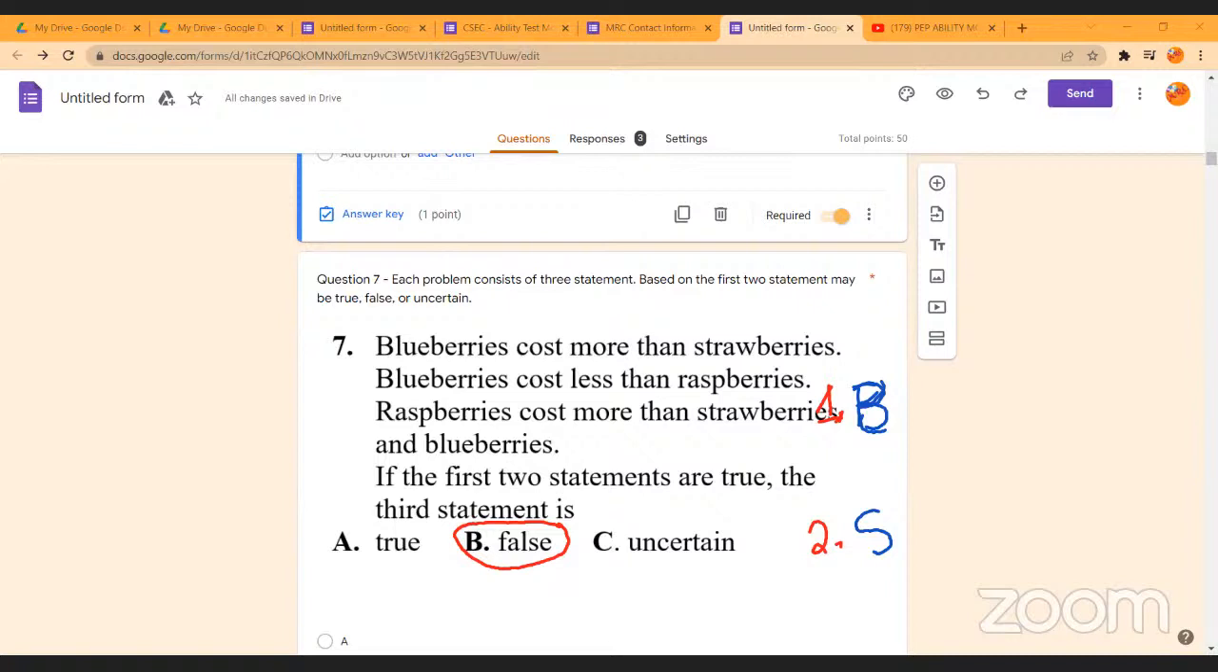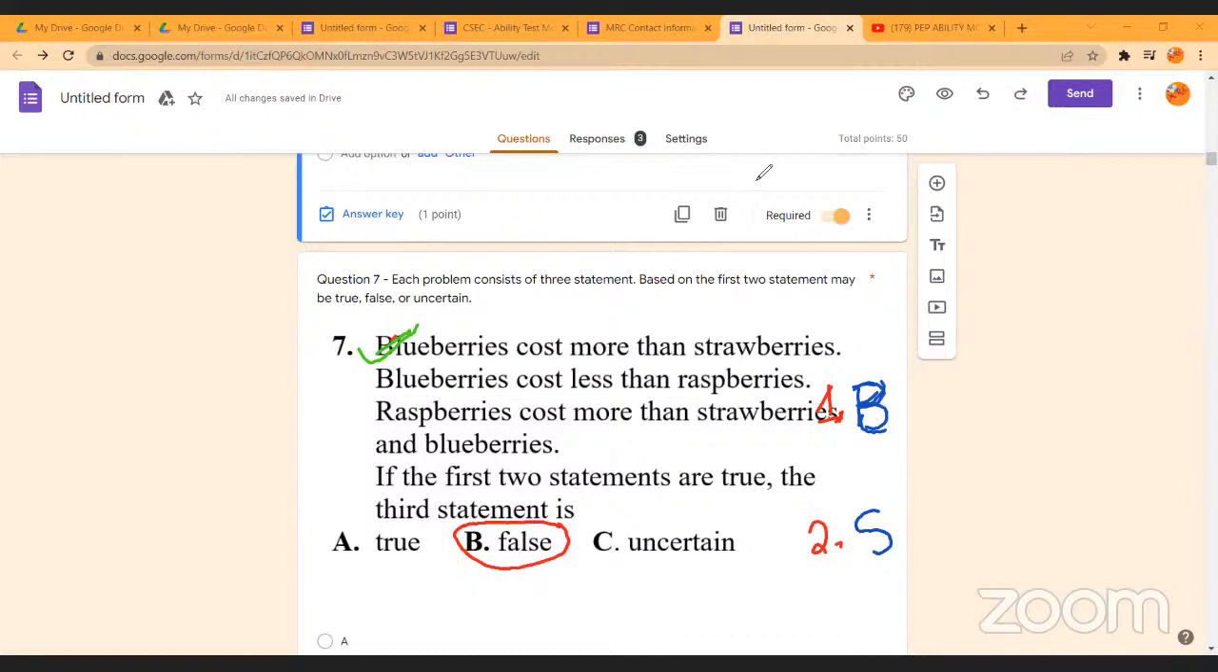So continue for me now, Nika. Read the second statement now. We have dealt with the first statement, and we have positioned them based on what the first statement said. So we mark off the first statement. We have covered that. Read the second statement now. Blueberries cost less than raspberries. So this is it now.